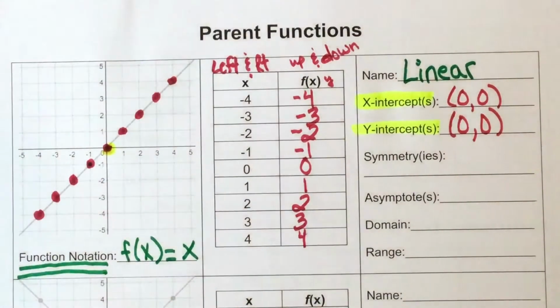And that's all we're going to do on this problem for today. We're going to come back and we're going to talk about asymptotes, domain, and range. But for right now, this is all we're going to do. Okay, let's look at the next one.